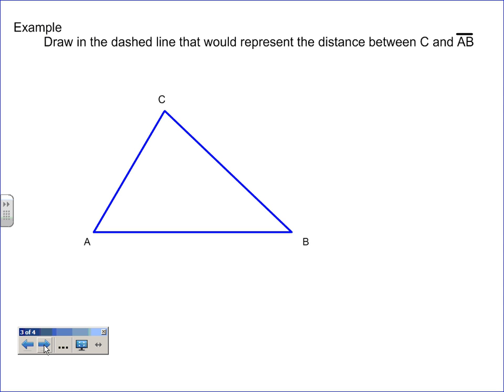So here it's saying draw that dashed line that would represent the distance between C and AB. Do you agree there's more information here than I need? There's more stuff. And I want to get from C, the dot, to AB, correct? And if it's ever part of a figure like that, you can always extend it if necessary.